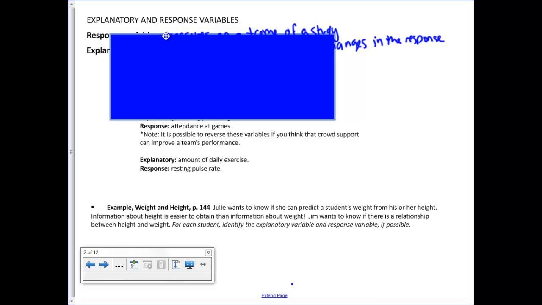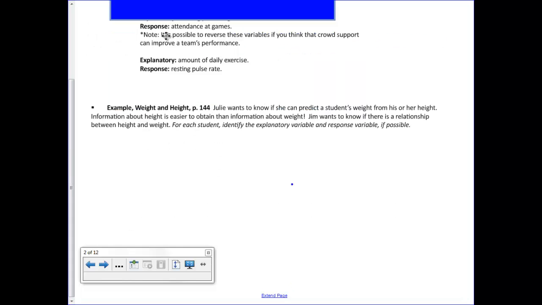How about this one? Weight and height. Julie wants to know if she can predict a student's weight from his or her height. Information about height is easier to obtain than information about weight. Jim wants to know if there's a relationship between height and weight. So for each student, identify the explanatory and response variable if possible. If we talk about Julie, what is she saying the explanatory variable is and what is the response? She wants to know if she can predict a student's weight from his or her height. What's explanatory and what's response?